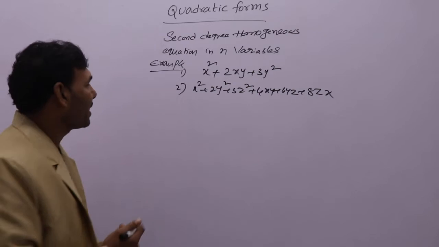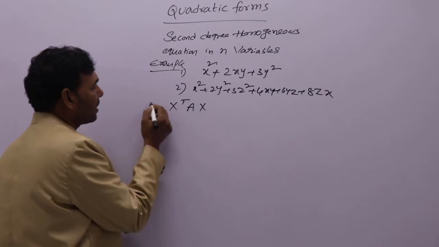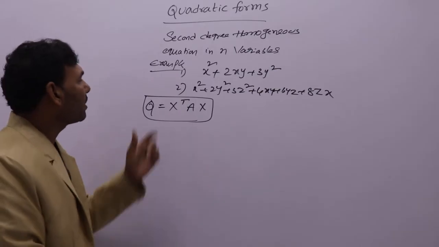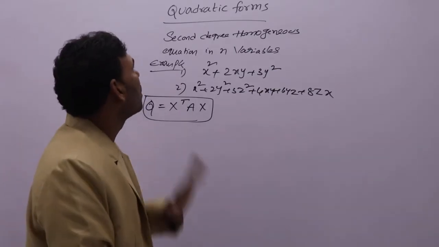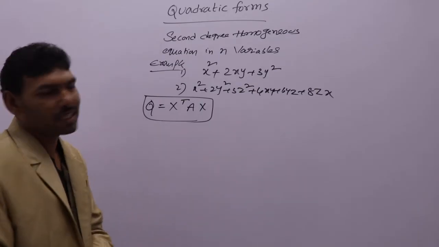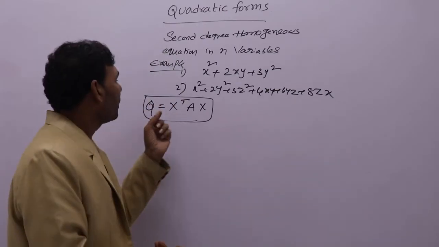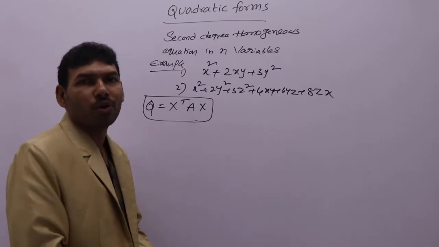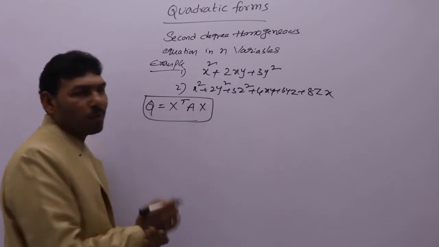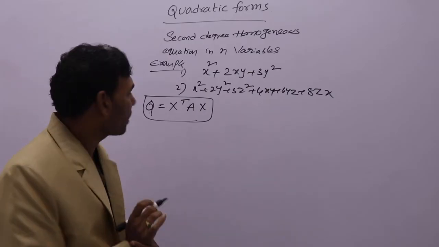In the form of a matrix, an expression of the form x power t A x is called a quadratic form. We generally represent this with Q. An expression in the form x power t A x is called a quadratic form in matrix form. So the main intention here is to apply operations on the matrix. First you need to write the matrix. Without a matrix, how can you apply any operation? You can't. That's why, in Q equal to x power t A x, A is called the matrix of the quadratic form.